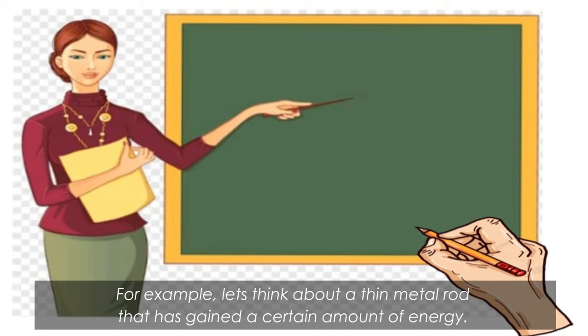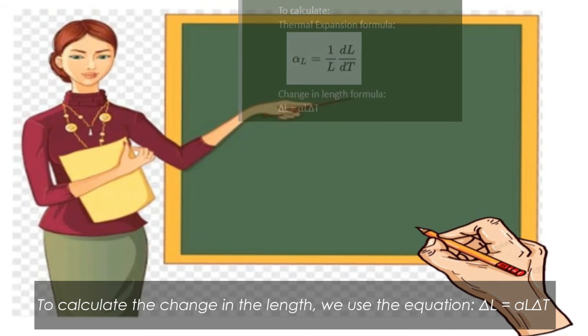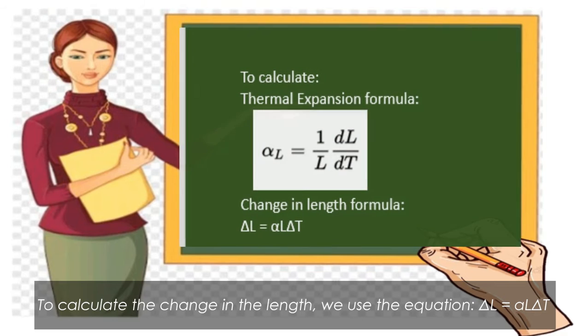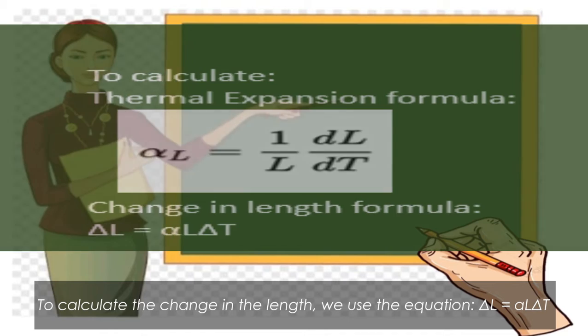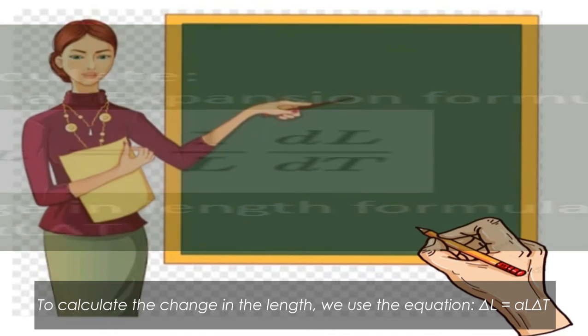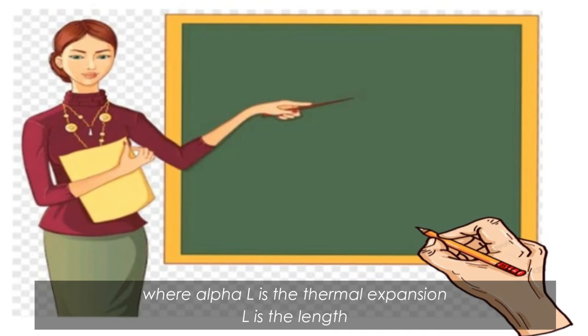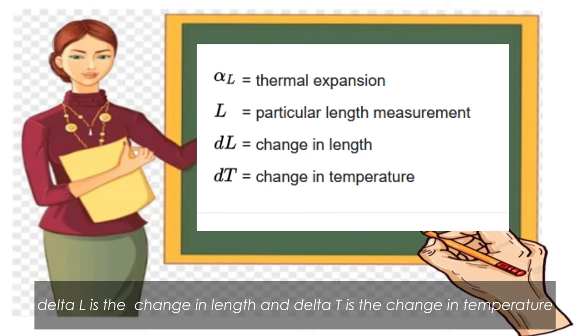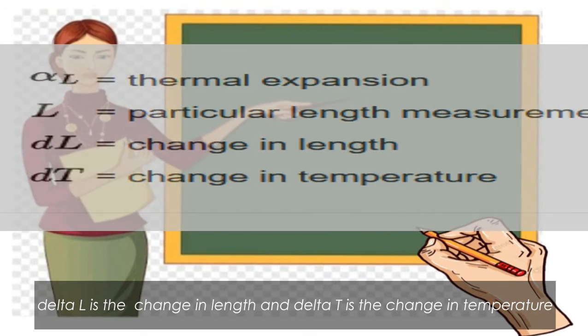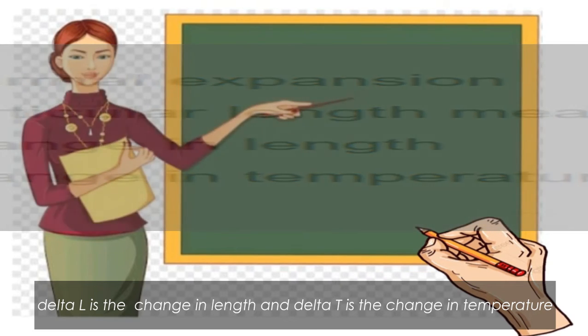For example, let's think about a thin metal rod that has gained a certain amount of energy. To calculate the change in length, we use the equation delta L equals alpha L times L times delta T, where alpha L is the coefficient of thermal expansion, L is the length, delta L is the change in length, and delta T is the change in temperature.